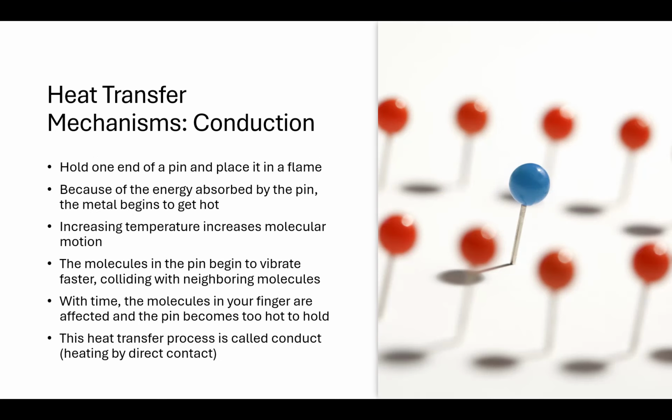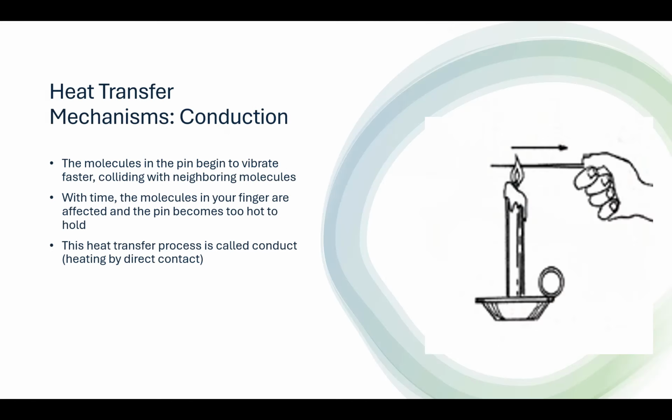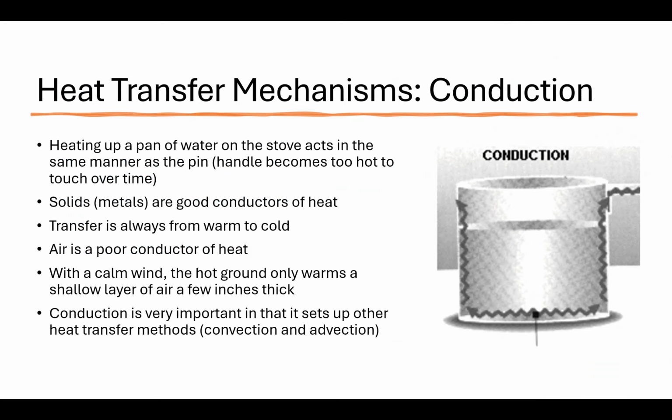Then we talked about conduction, heating by direct contact. Air is a poor conductor of heat, so only a very shallow layer near the Earth's surface is actually heated. We talked about how if you hold, for example, this pin over the flame of a candle, the molecules are going to vibrate and move faster, and that's going to result in increased energy and molecular motion, an increase in temperature. Eventually it's going to be too hot to hold over the flame, and you're going to probably drop this pin. Similar to a pan cooking on a stove, boiling water as an example.